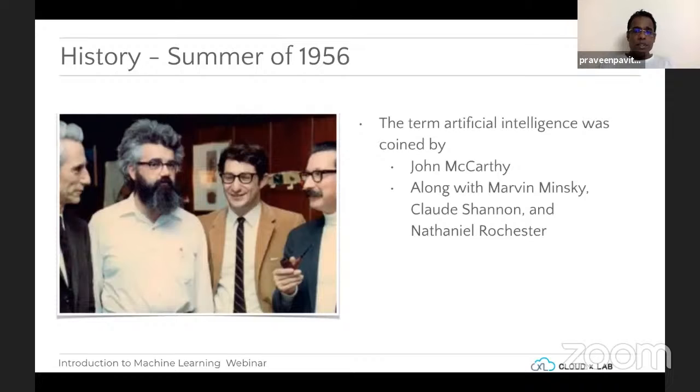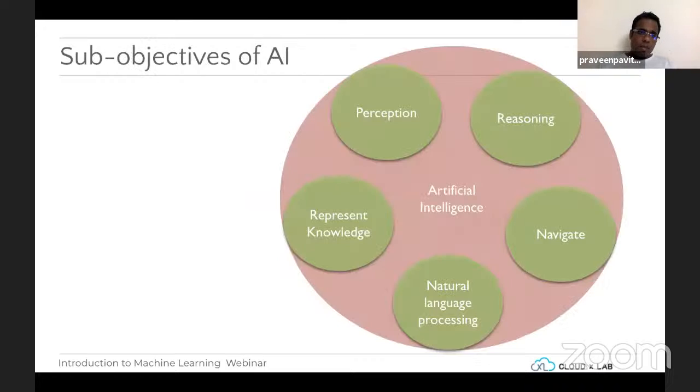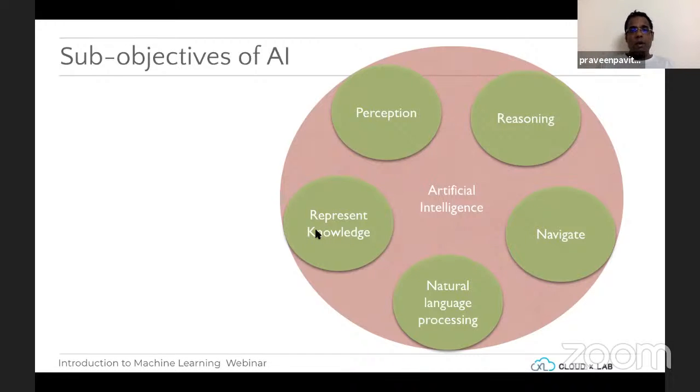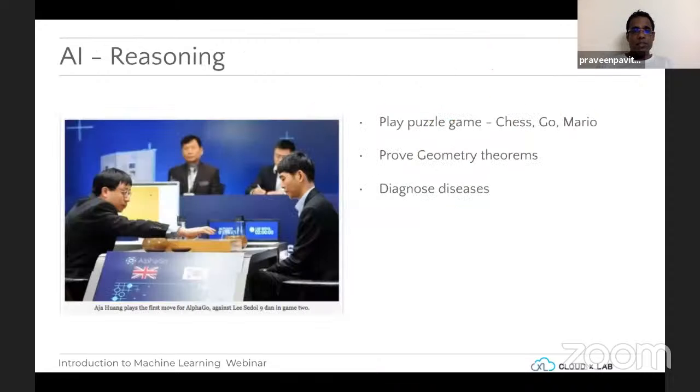The term artificial intelligence was coined by John McCarthy, Marvin Minsky, Claude Shannon, and Nathaniel Rochester. They specified the sub-objectives of AI: perception, reasoning, ability to navigate, ability to do natural language processing, and ability to represent knowledge. If you can achieve these sub-objectives, you have achieved artificial intelligence. One example of reasoning is the capability to play a puzzle game like chess, Go, or Mario, prove a geometric theorem, or diagnose diseases.